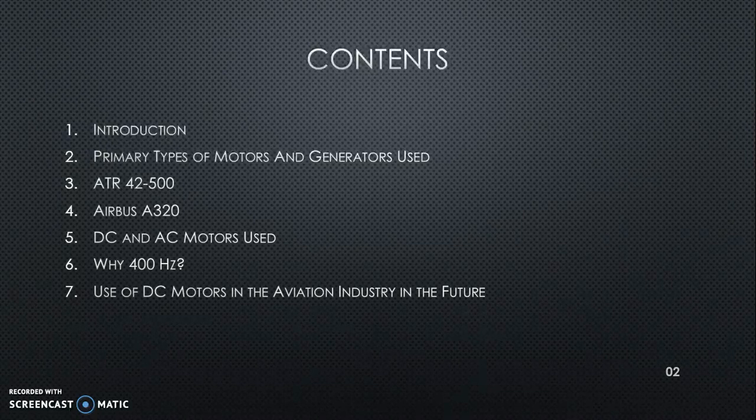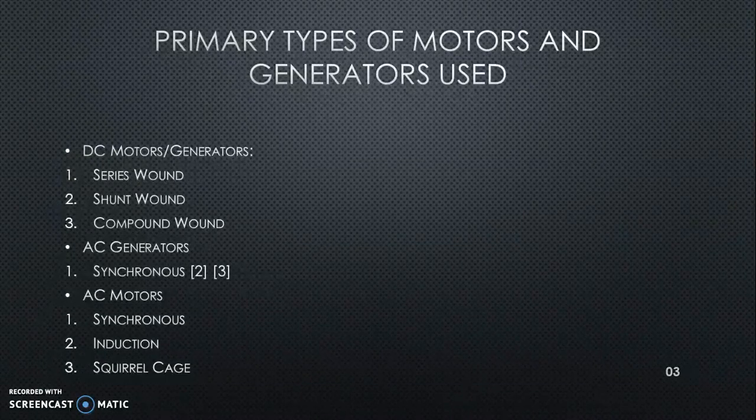And then a question came up when I was doing my research on why 400 Hertz was being used for the motors and generators, and not the conventional 50 or 60. So I try to answer that in my paper. And then I talk a little bit about how DC motors could be used in the future in the aviation industry.